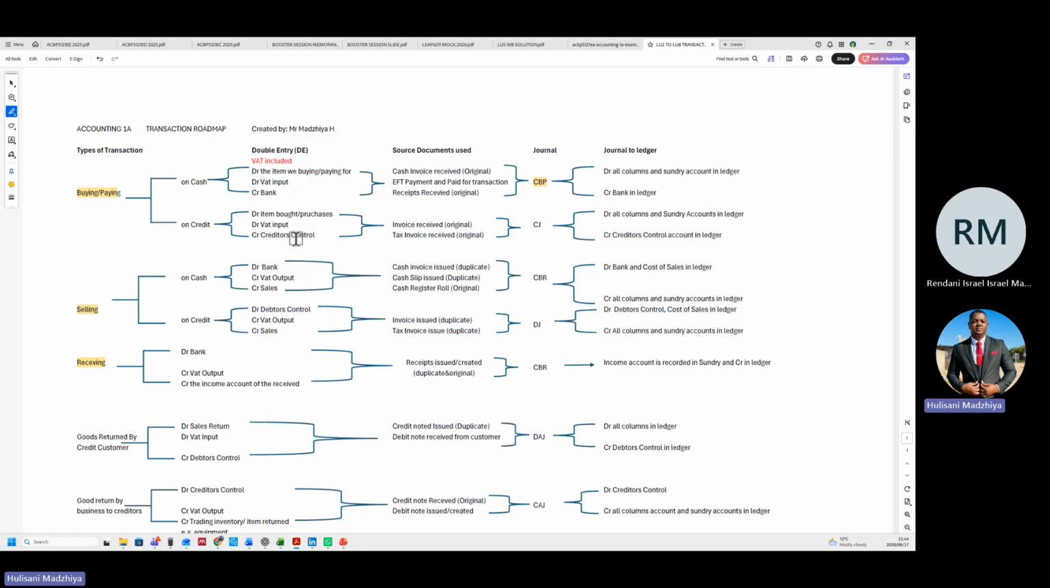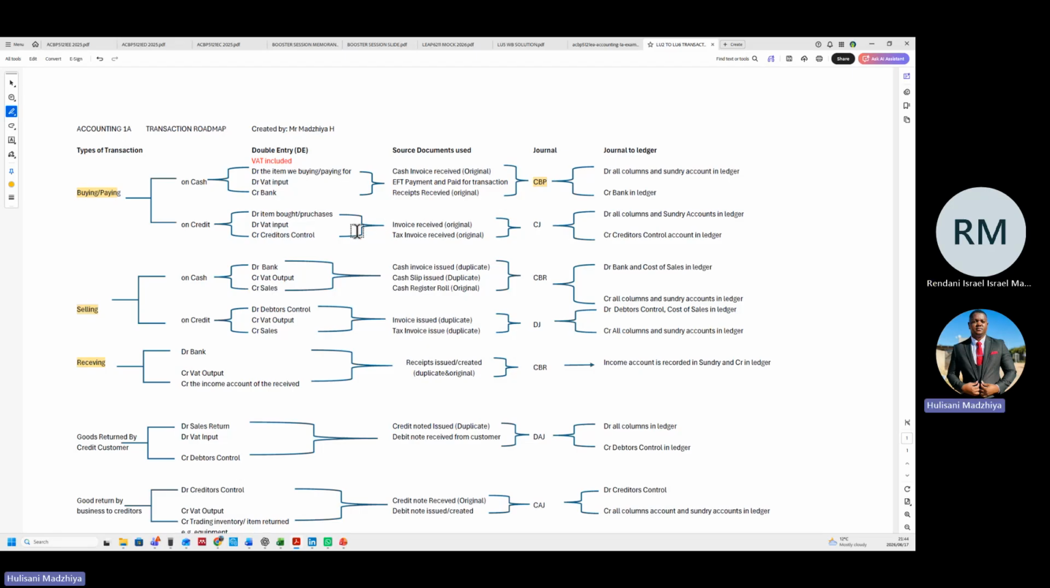So your creditors control will continue to be credited to indicate a liability that we're going to pay in the future. Because we're still receiving a service or buying an item, VAT input will still be there. So this means that when we record it in the journal, the VAT input is also calculated.